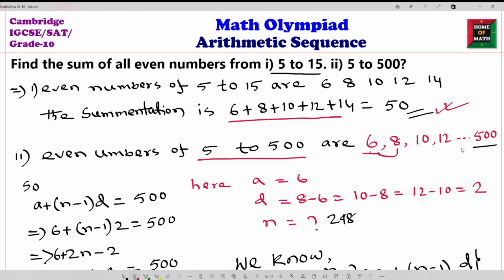Hope you understand this math. This is very important math for competitive examination and Math Olympiad.